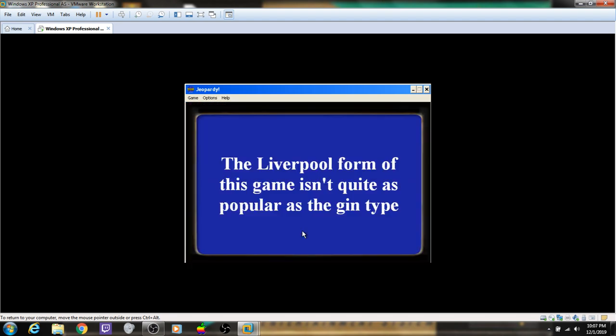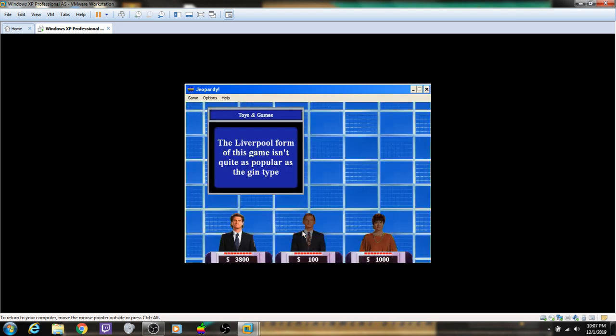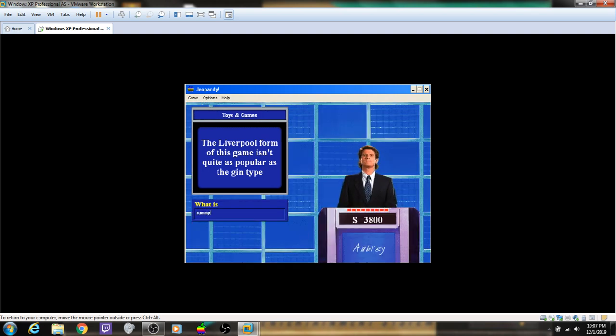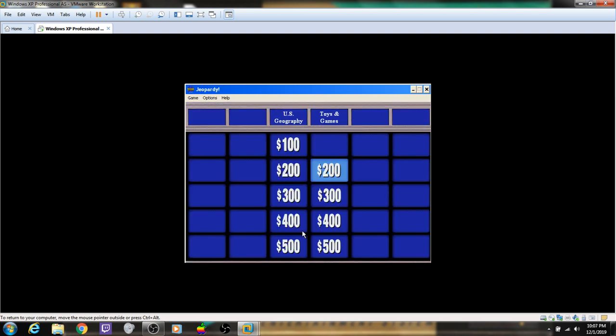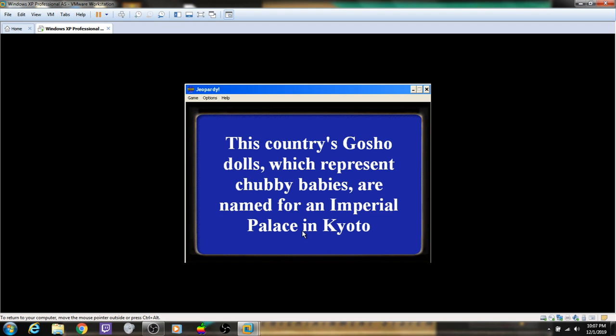Toys and Games 100, please. The Liverpool form of this game isn't quite as popular as the gin type. What is rummy? You are correct. Toys and Games 200. This country's Gosho dolls, which represent chubby babies, are named for an imperial palace in Kyoto.